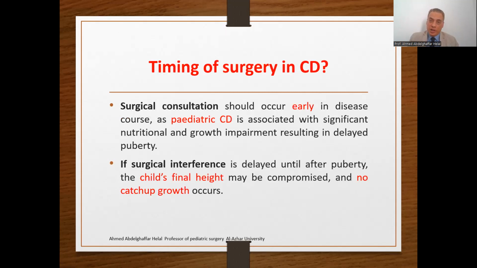Timing of surgery. The surgical consultation in Crohn's disease should be started very early, and the parents and children should understand that surgery may be needed more than once in Crohn's disease. It's very important that surgical intervention should be performed before puberty to allow for growth and catch-up, to allow the child to reach the optimum height. If surgical intervention is delayed until after puberty, the child's final height may be compromised and no catch-up growth occurs.